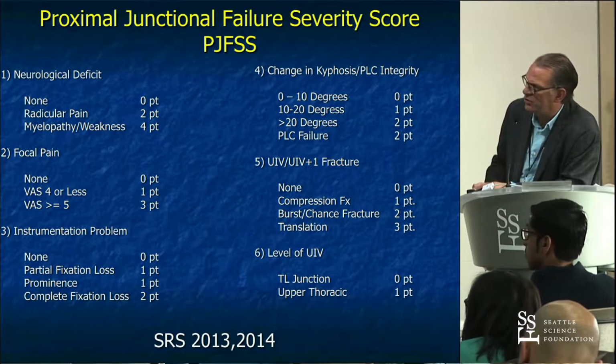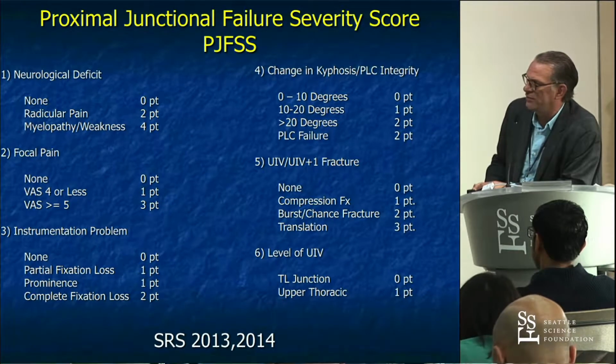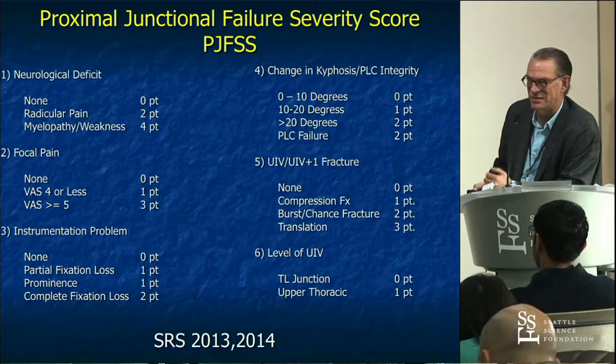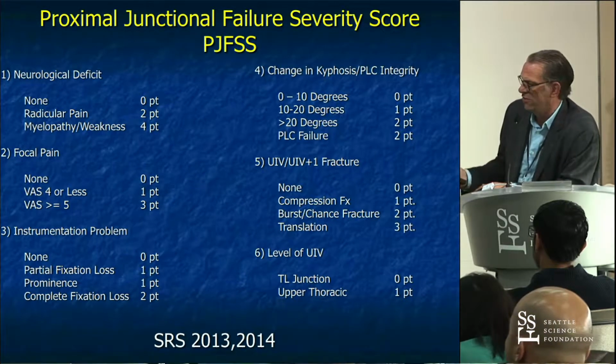And in some situations, some of our members felt that including the level at one point made a difference, that they were more likely to revise an upper thoracic level because they felt it was a worse actor neurologically potentially than the thoracolumbar junction.